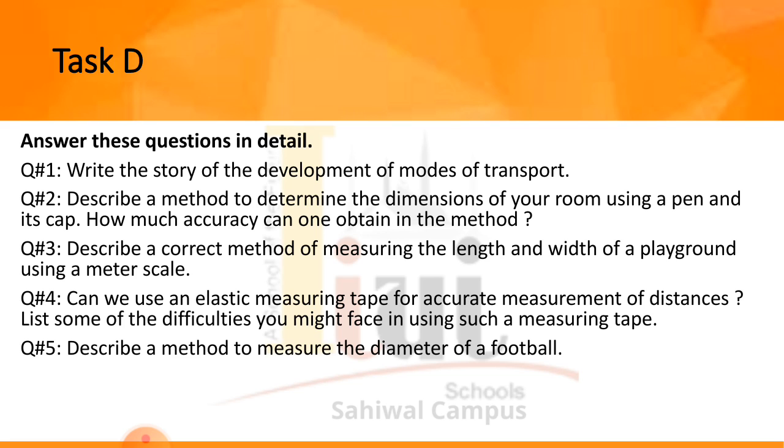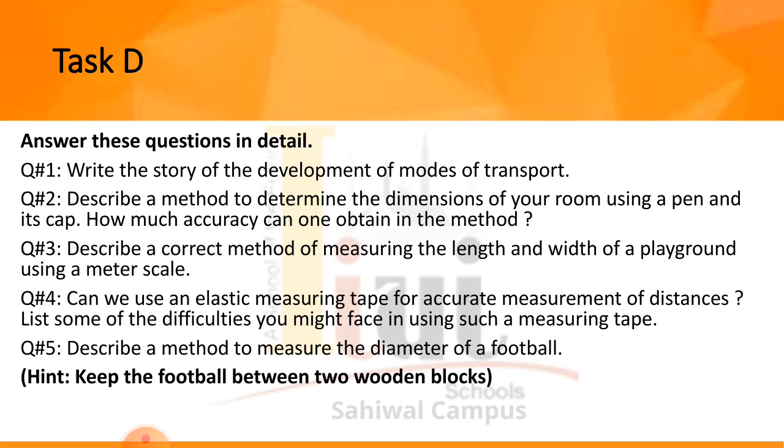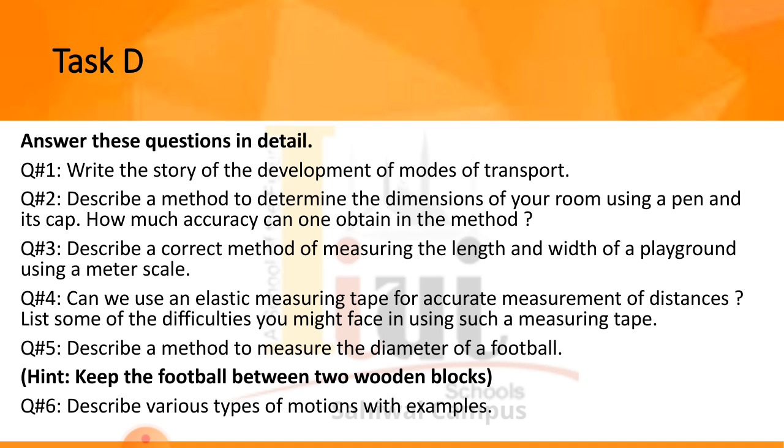Question number 5: describe a method to measure the diameter of a football. There is a hint: keep the football between two wooden blocks, as a football is round in shape, so that you can measure the diameter easily. Question number 6: describe various types of motion with examples. So you have to describe all the types of motion and their subtypes, and exemplify them with certain examples.